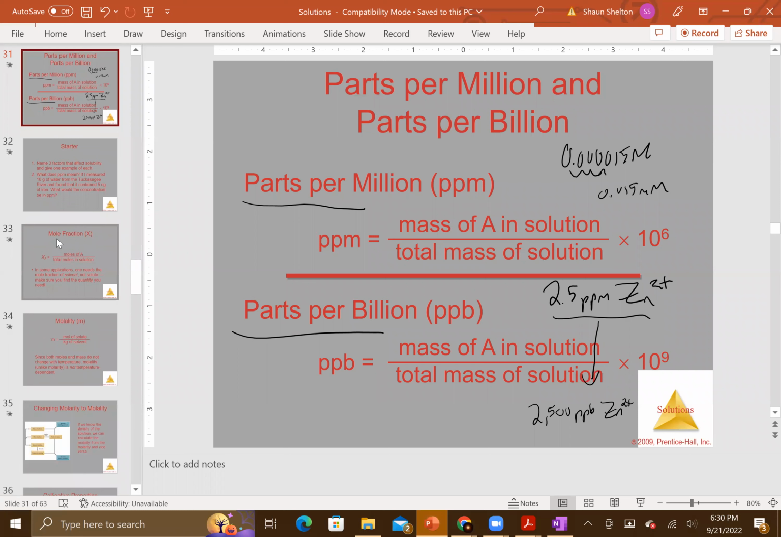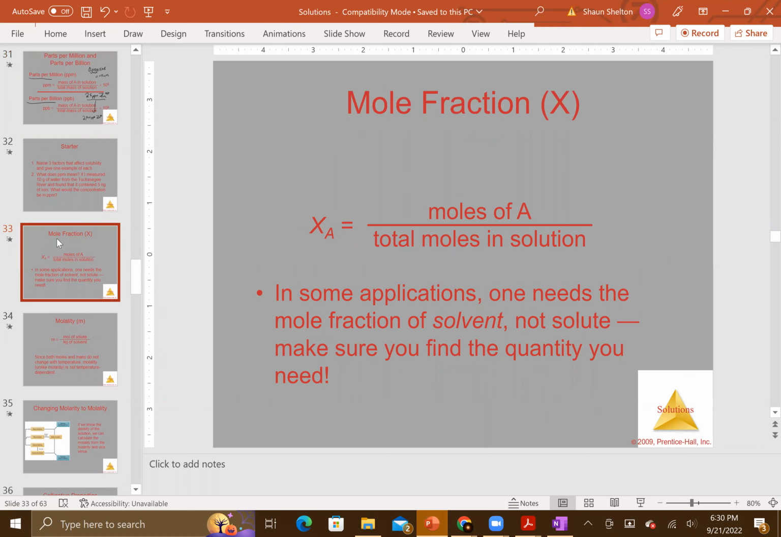All right, so we have two others I want to cover here tonight, and that's mole fraction and then molality. I'm going to just let you jot this down. So mole fraction, please write this down. I'm going to switch the slide in a minute. We're going to get to molality. Then we're going to go back to the guide to solutions.